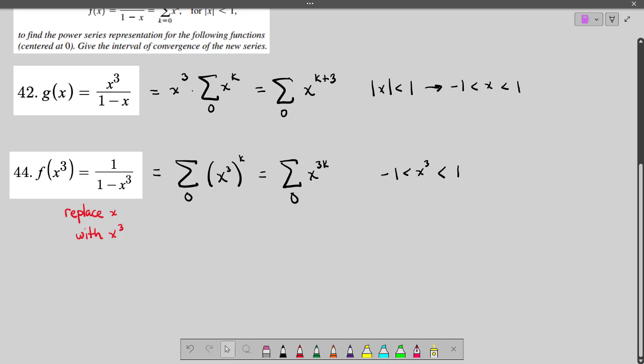Okay. Compound inequality, if we take an odd root, you can just do it straight across, right? So absolute x is less than 1. So the convergence interval, the interval of convergence, didn't change.